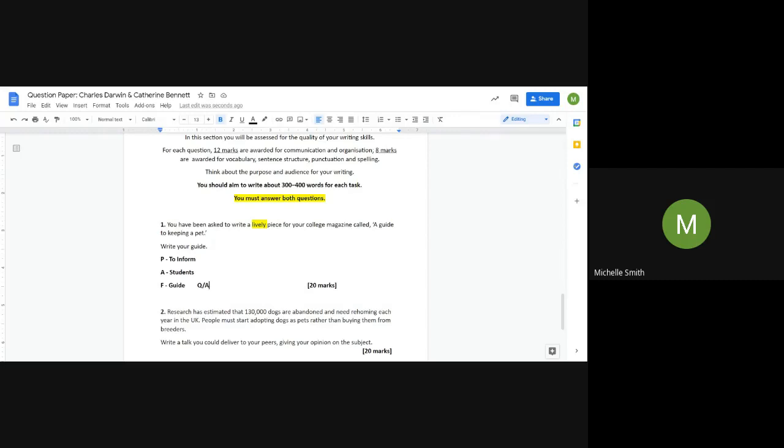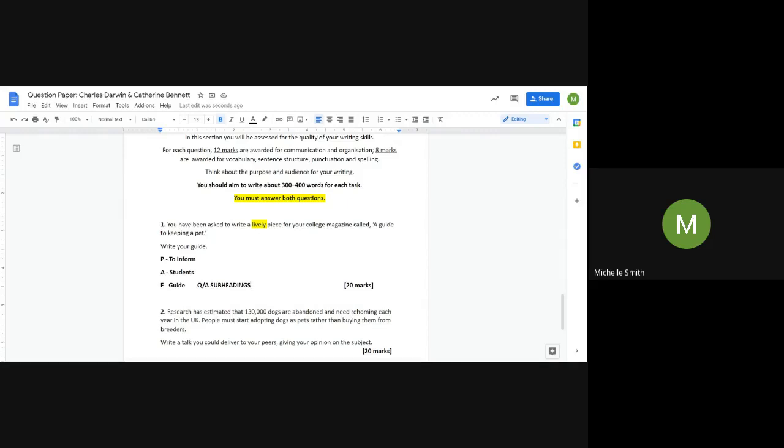So you could maybe talk about different sections, or maybe you want to use subheadings to organise your guide. That would be a good thing, wouldn't it? Maybe your first subheading could be what kind of pet to buy, and then you could maybe talk about what kind of pets you think people could buy. Maybe you want to just make it really, really specific from the outset, and you've decided if it's a guide to keeping a pet, yours is going to be a guide to keeping a cat, or a guide to keeping a rabbit, or a dog, or a fish, or whatever it is that you want.